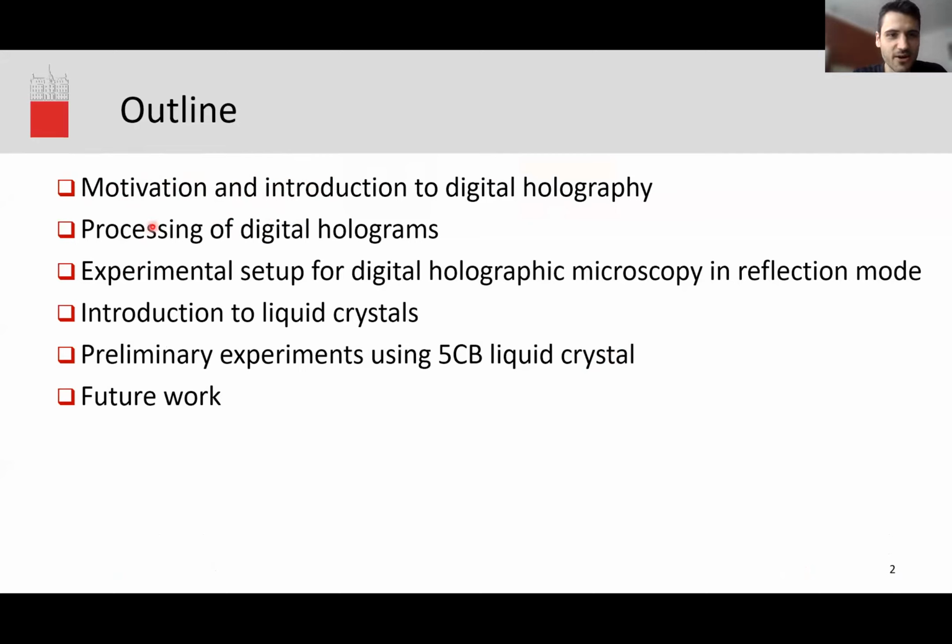Then I will present how we numerically process acquired digital holograms. Then I'll present our experimental setup that we are using for digital holographic microscopy in reflection mode. Then in the second part, I will make a short introduction to liquid crystals, show some preliminary experiments that we did using 5CB liquid crystal, and then conclude with some future work.